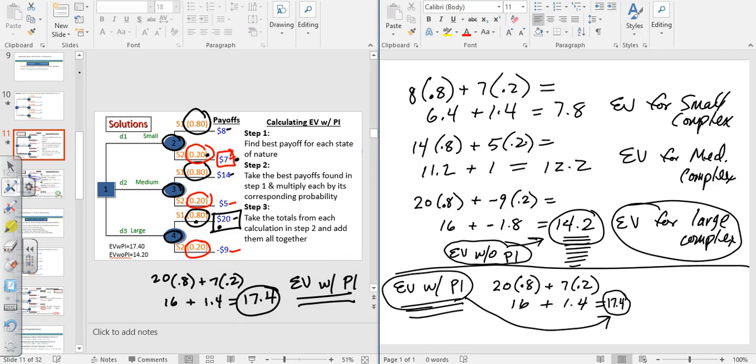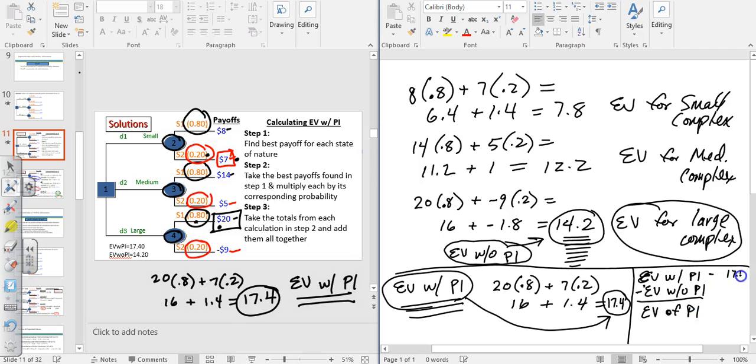So let's just put a little bit of space there, or a line there, so we have a defined area. And we're going to do expected value with perfect information minus expected value without perfect information. And when we subtract it, we get the expected value of perfect information.